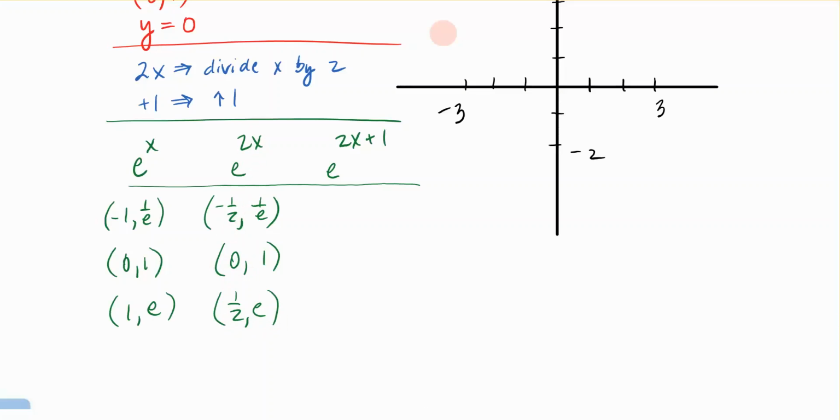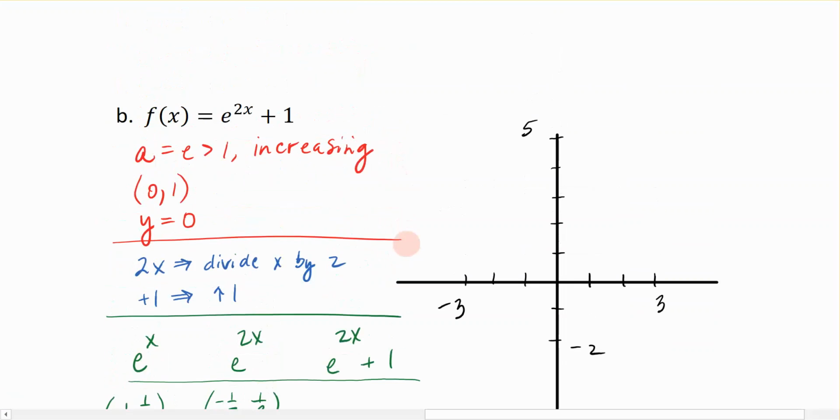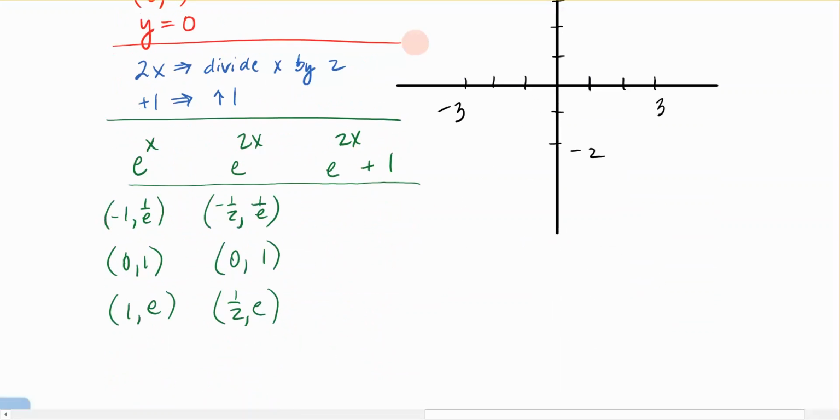Now finally, I have this last thing that says, now that I've already done the e to the 2x, I am going to, and I wrote this wrong, add 1 to the outside of the function, which means that I have a vertical shift. If I shift vertically up or down, then I'm affecting the y-coordinate of each of these ordered pairs. So for this first pair, the x-coordinate stays the same, but I'm going to add 1 to the y-coordinate.